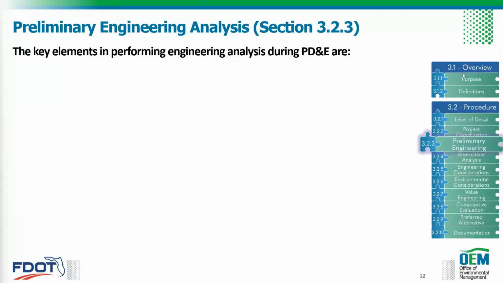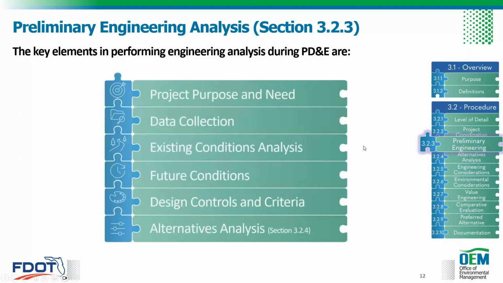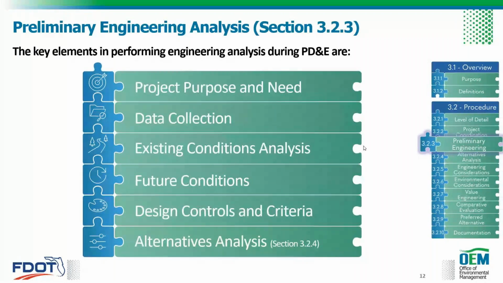All right, so as you guys can see and follow along on the right side on the sidebar here, we're moving into section 3.2.3, where we're talking about preliminary engineering analysis. There's a couple of key elements in performing the engineering analysis during PD&E, and they are the project purpose and need, data collection, existing conditions analysis, future conditions, design controls and criteria, and then moving into your alternatives analysis in section 3.2.4. So we're going to go through and step through each of these in the following slides, and you can see that on the side as we move along.